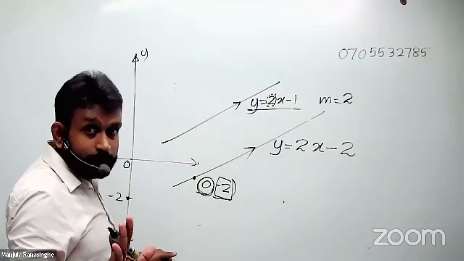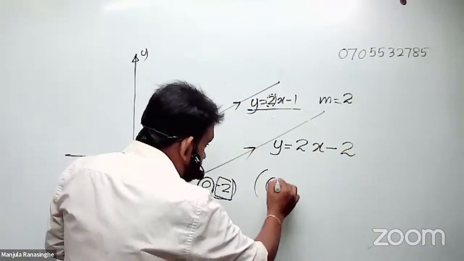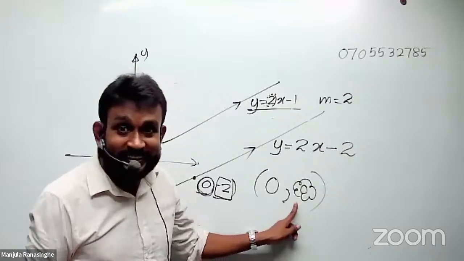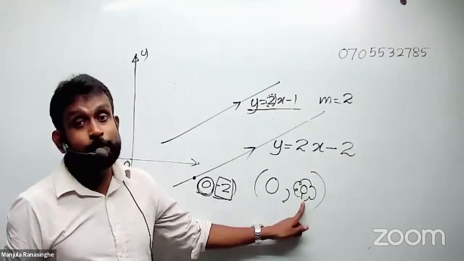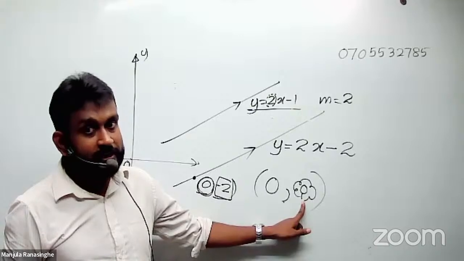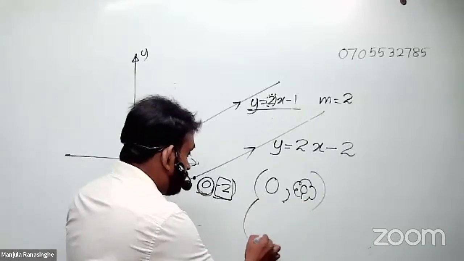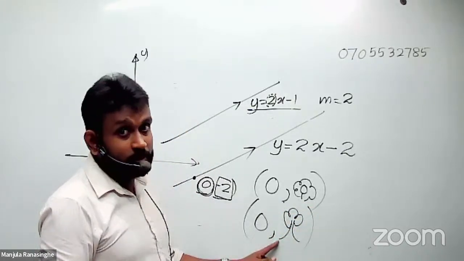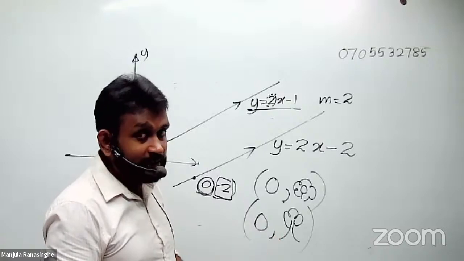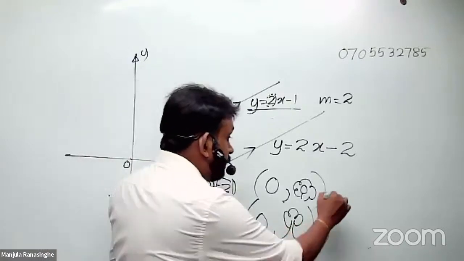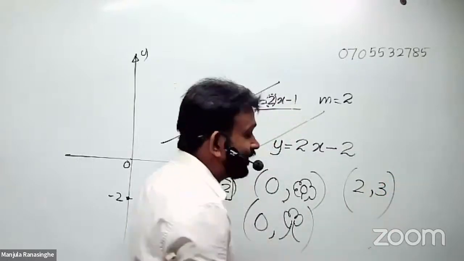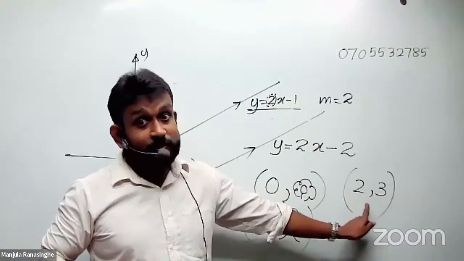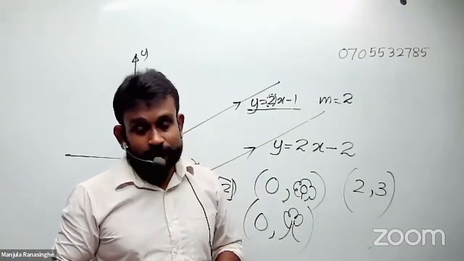So always remember, whenever a graph passes through 0 comma something, the something is the, sorry, not the gradient, it's the intercept. Right? The second number is the intercept. So for 0 comma 3, 3 is the intercept if the graph passes through the point 0 comma 3. Keep that concept in your head. But if the point is like 2 comma 3, you cannot say that 3 is the intercept, because that point is not on the y-axis.